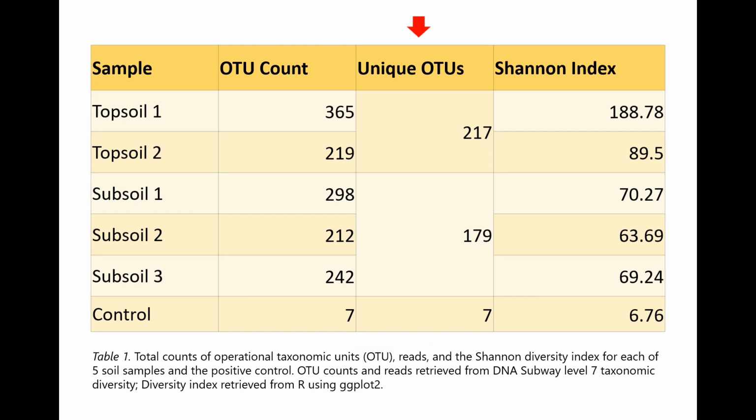The results show that the topsoil had greater overall bacterial diversity compared to the subsoil samples. We found 217 species unique to only the top layer of the soil. The Shannon Diversity Index on the right, a metric for measuring species diversity in a community, is significantly higher in the topsoil samples than in the subsoil.